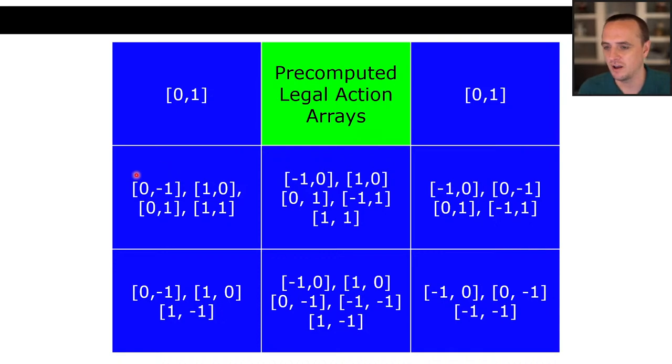So down here, I can say, okay, what are the legal actions from here? Well, I can move up, I can move right, I can move down, and I can move down right. So I know the legal actions from this state, and my environment will not change, so I know that those will be legal forever. Similarly, from here, I could move left, I can move right, I can't move up, I can't move up left, I can't move up right, but I can move down, I can move bottom left, I can move bottom right. And if you store those, then you'll never have to compute legal actions again because you know which actions are legal.